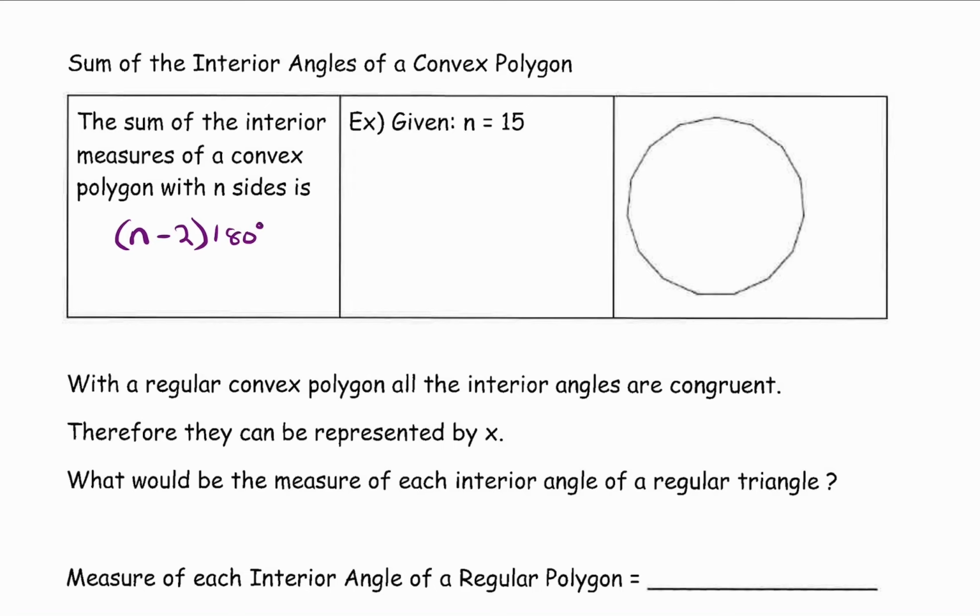So what we're doing is we're taking the number of sides, subtracting 2, and then multiplying it times 180. As an example, n is 15, so we're going to go n minus 2 times 180. N is 15 minus 2 times 180. So we have 13 times 180, which we will punch into a calculator and gives us 2,340 degrees. So if we take all of these interior angles and add them up, we would get 2,340 degrees.